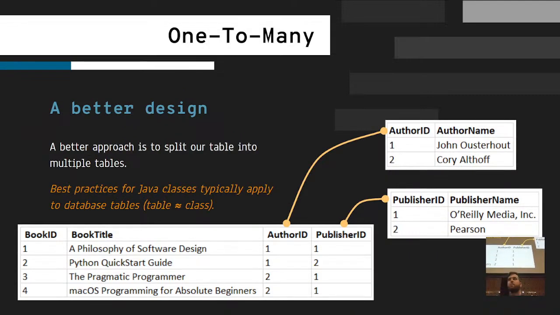So here's an example of better design. The idea is we're just going to take these other entities, the author and the publisher, and give them their own tables.